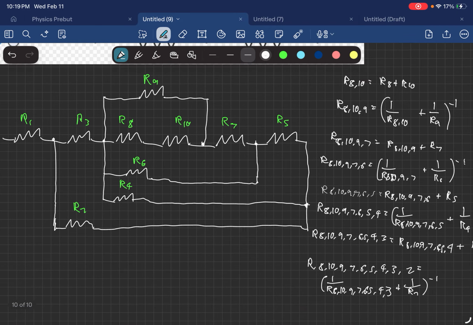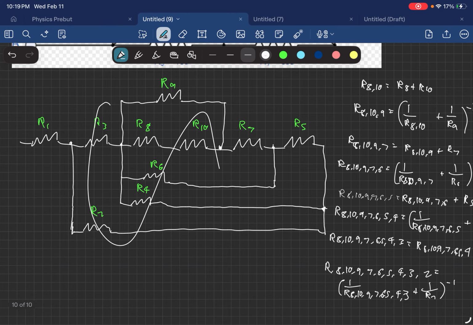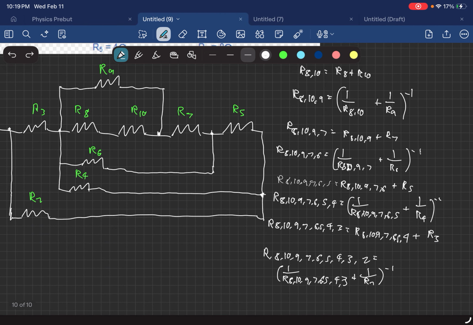And then this whole thing is in series, so R total is equal to R8,10,9,7,6,5,4,3,2 plus R1.